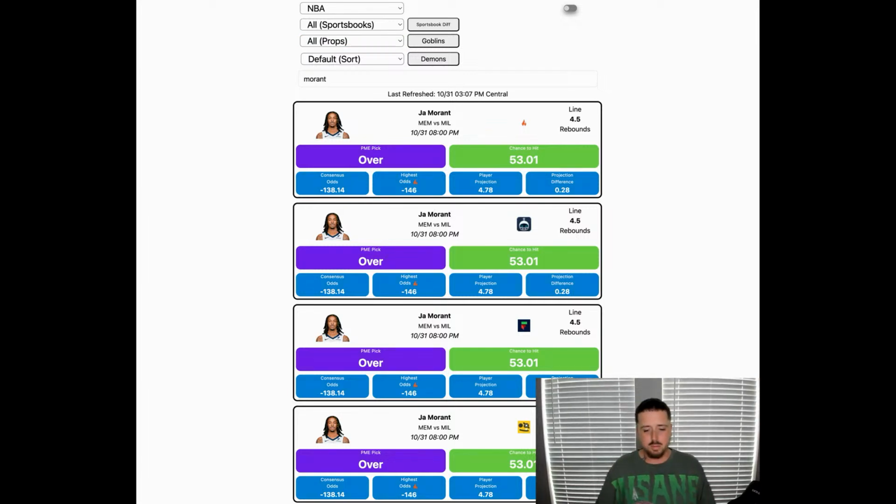I use Dabble. Dabble, their payouts are kind of crazy. Dabble's solid too. Yeah, I've played Dabble some. Sleeper, different sites in Texas that I can use that have been great.